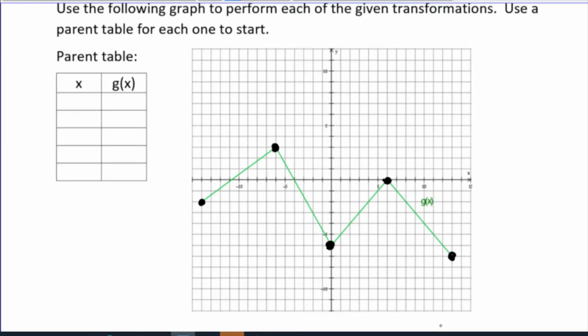So if we look at the coordinates here, it looks like at -14, we have -2 for our y value. At -6, we have 3 as our y value, 0 and -6, 6 and 0, and then 13 and -7. And you would start there for any function or relation that you were trying to do the transformations of. You'd start with the parent graph and then go from there.